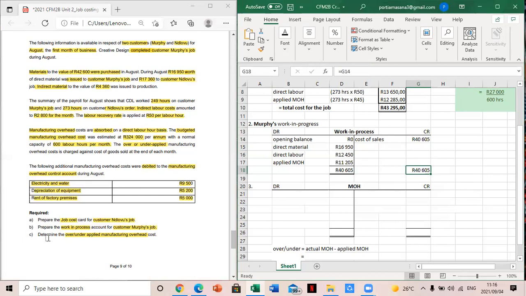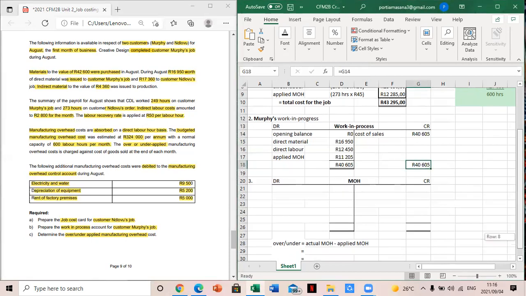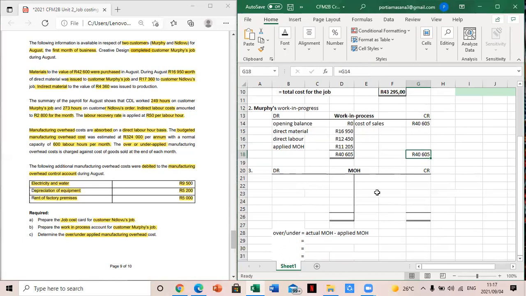Okay, and then we'll come to the last question, which says to determine the over or under applied manufacturing overhead cost. So remember with over or under applied, you can use two methods to calculate it. I'll start with the T-table method. So here we're going to have our actual manufacturing overheads. We know that it's electricity, depreciation on equipment, rent on the factory. So you can add all three and get your actual, or you can just add them individually.